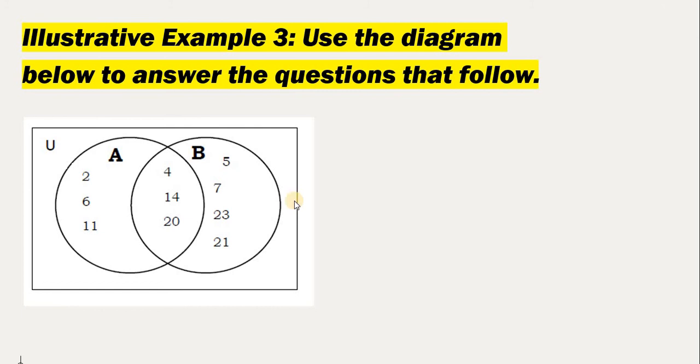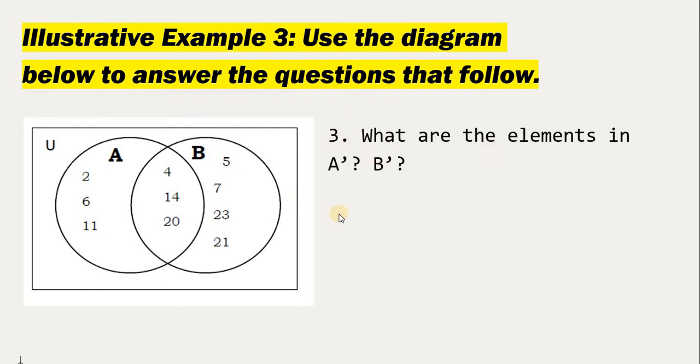Okay, another example. Ayan. What are the elements in A prime or A complement? And also in B prime or B complement. Ayan, dun muna tayo sa A prime. Ano yung mga elements na nasa universal set pero wala sa set A? Those are, ayan, 5, 7, 21, and 23. Diba? Kasi ito yung mga elements ng A. Ang tanong, ano yung A prime? Ano yung mga elements na nasa universal set na wala sa A? At ito yun. 5, 7, 21, and 23.